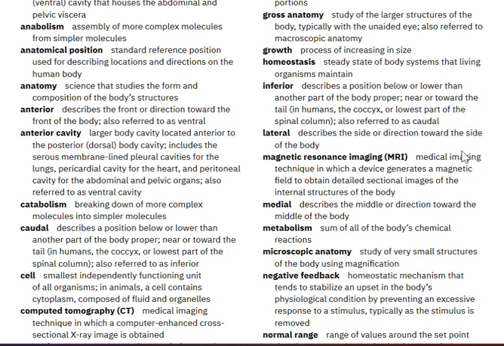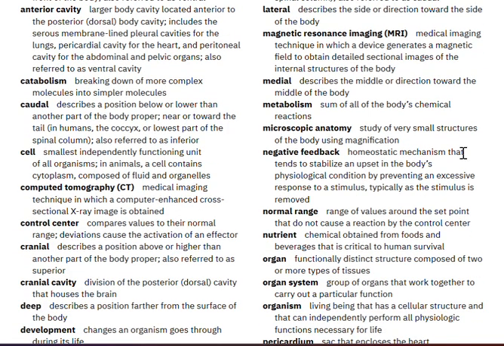Lateral, to the side. MRI, medical imaging technique in which the device generates a magnetic field to obtain detailed sectional images of the internal structures of the body. Medial, to the middle. Metabolism, all of the chemical reactions. Microscopic anatomy, study of small structures.